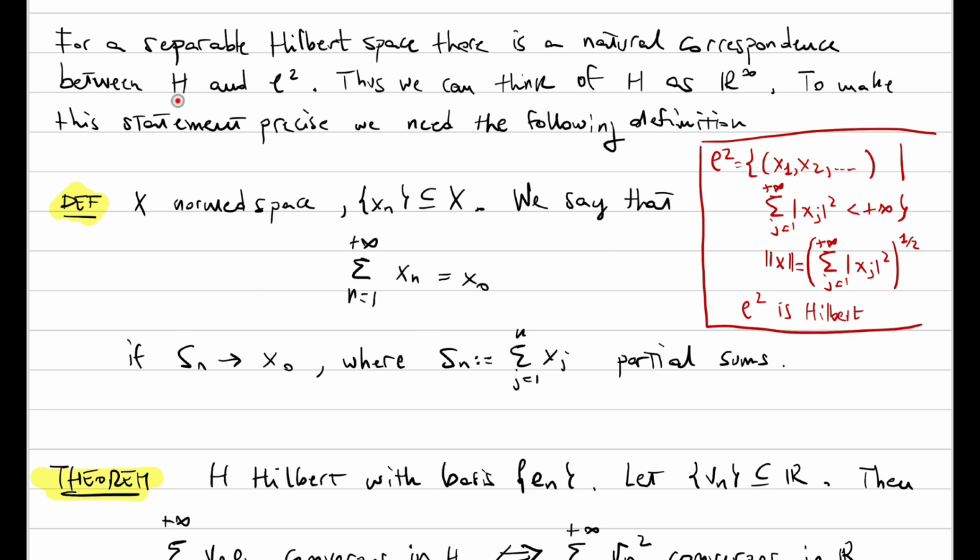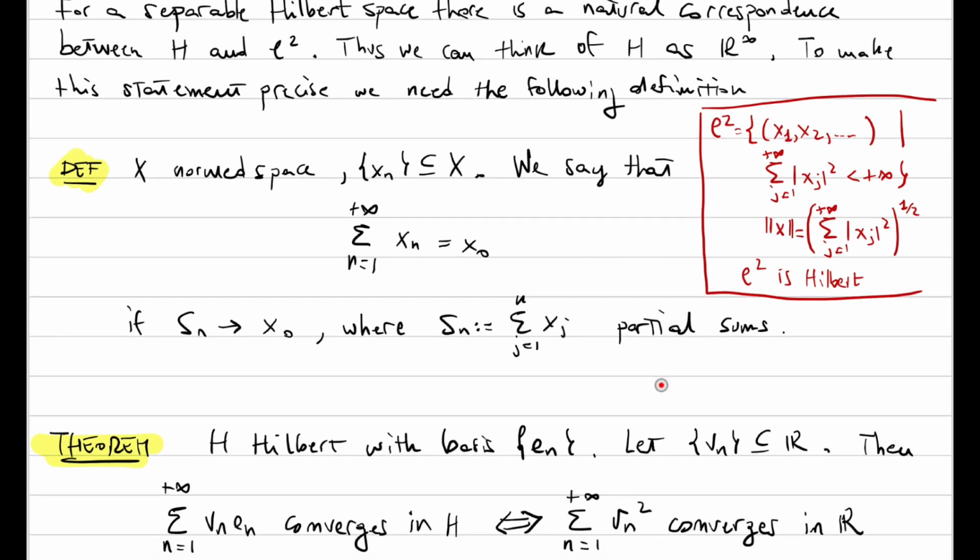Okay, to see that H is isomorphic to L2, we need the concept of convergent series. So let's say that X is a normed space and take a sequence in X. We say that the series of these x_n converges to some x_0 if the partial sums converge to x_0 as n goes to plus infinity. So the partial sums are defined as for real numbers. Basically you sum the first n elements of the series and then you take the limit.